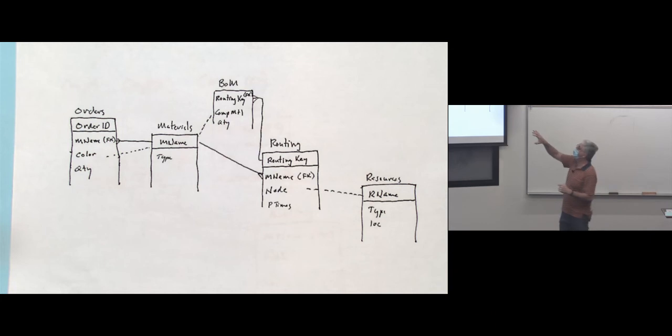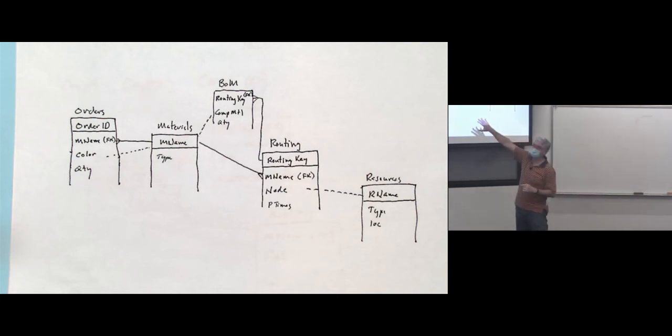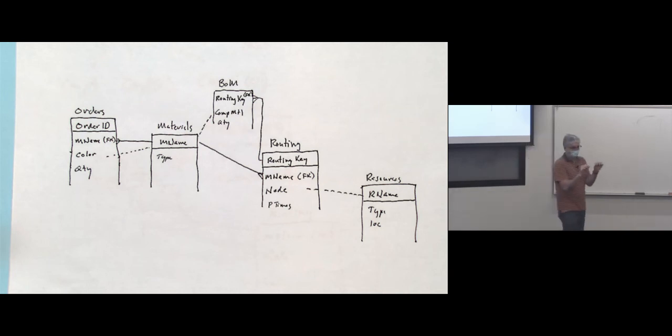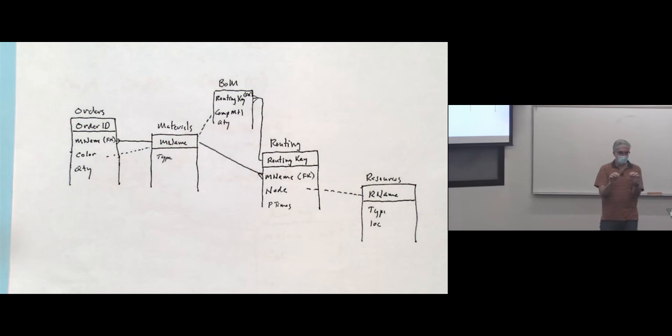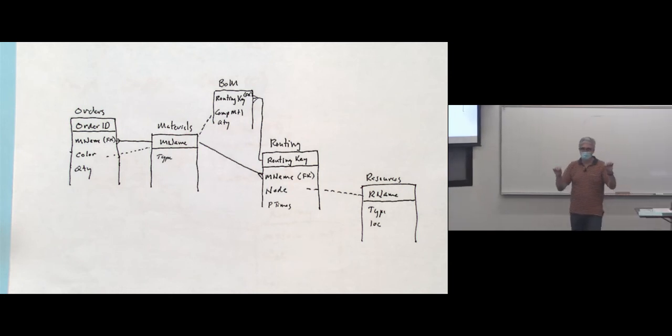So what I have is a material: red paint, blue paint, yellow paint. But in the materials table, it's a material element, and in the orders table, it's a list. But the list represents the element. So it's a dash line because it's not the same data type, but it represents the same thing.